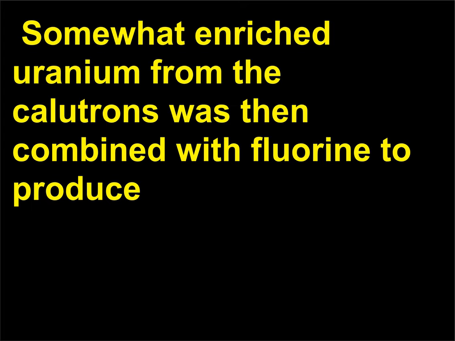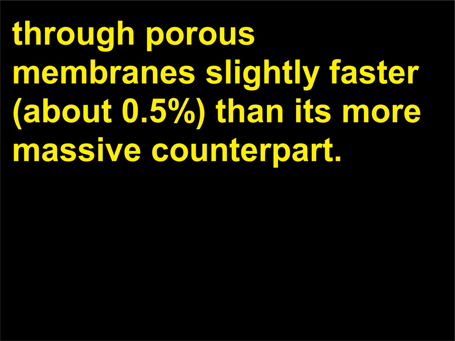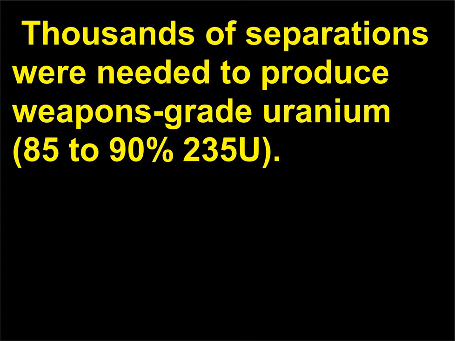Somewhat enriched uranium from the calutrons was then combined with fluorine to produce the gas UF6. Because of the mass difference of the two isotopes, 235UF6 would diffuse through a porous membrane slightly faster, about 0.5%, than its more massive counterpart. Thousands of separations were needed to produce weapons-grade uranium, 85 to 90% 235U.